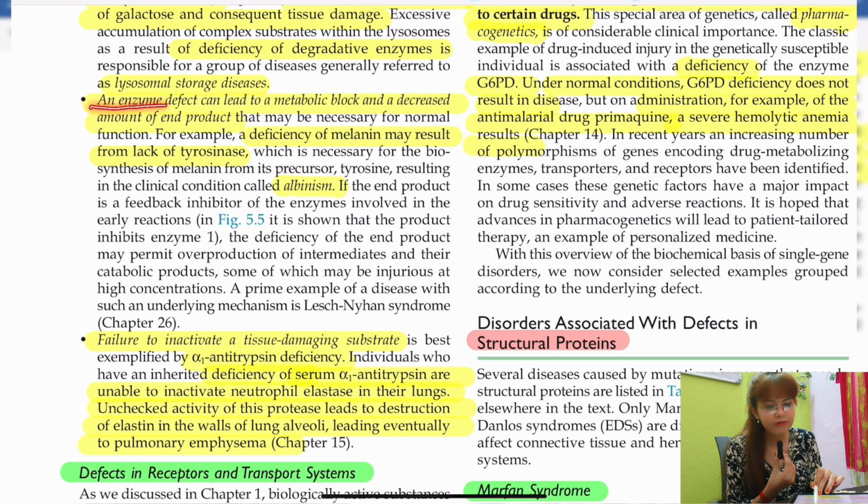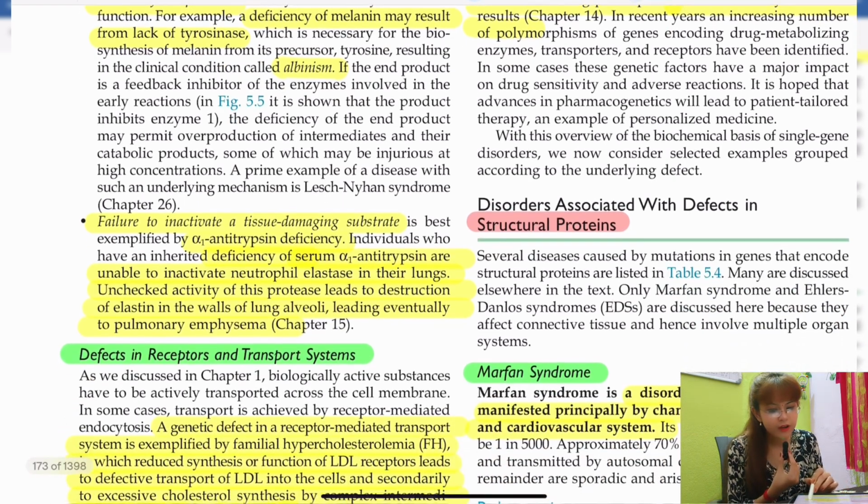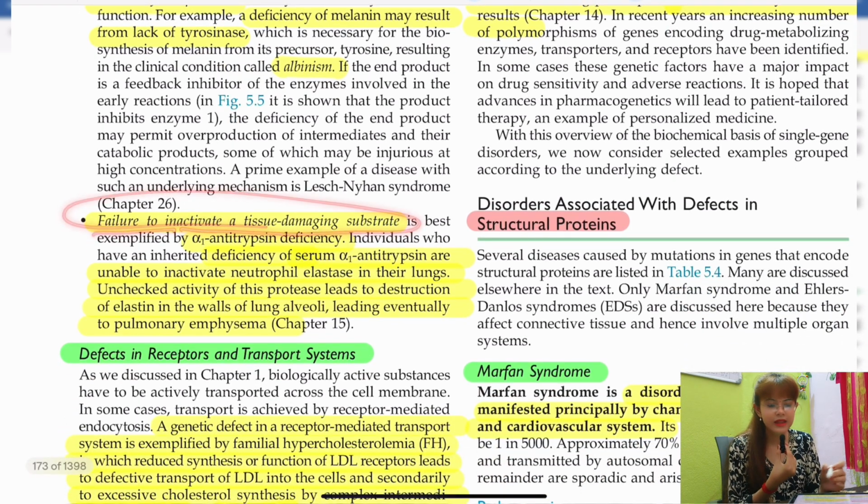Next is that an enzyme defect can lead to a metabolic block and a decreased amount of end product. For example, you can see that a deficiency of melanin may result from the lack of tyrosinase, and that gives rise to albinism. Failure to inactivate a tissue damaging substance, like in the case of alpha-1 antitrypsin deficiency.